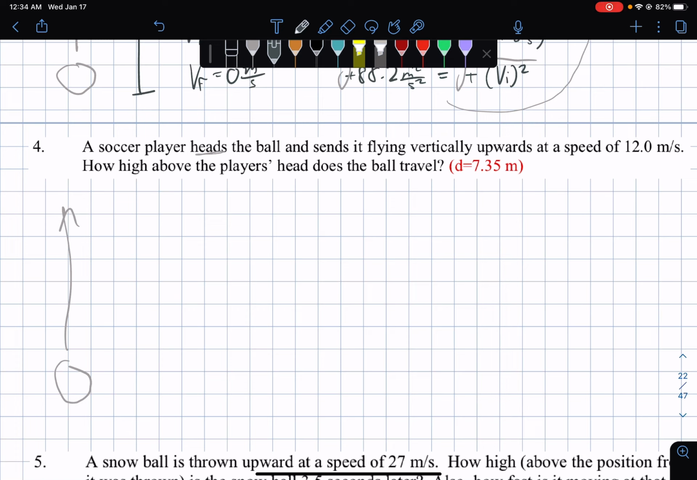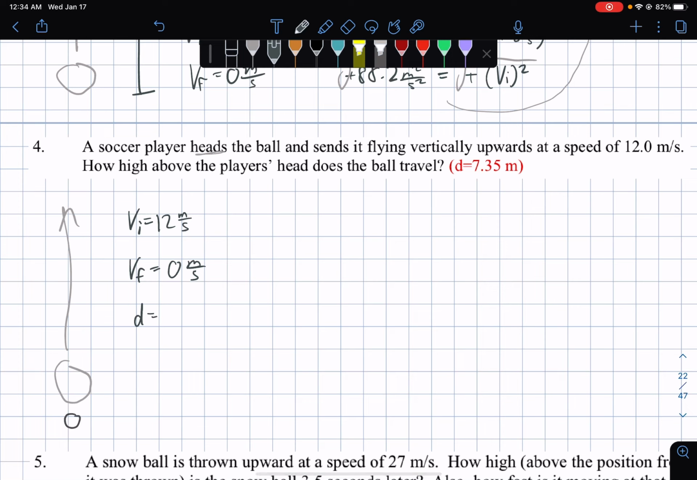Vertically upwards at a speed of 12 meters per second. What is this? Is this the velocity? Velocity initial or final? I suppose this is the initial velocity, because by the moment it reaches the top, it will become 0 meters per second. So how high above the player's head does the ball travel?